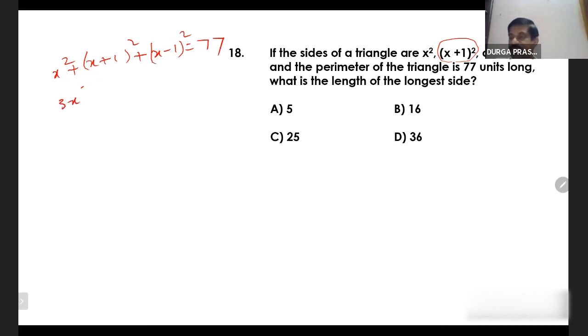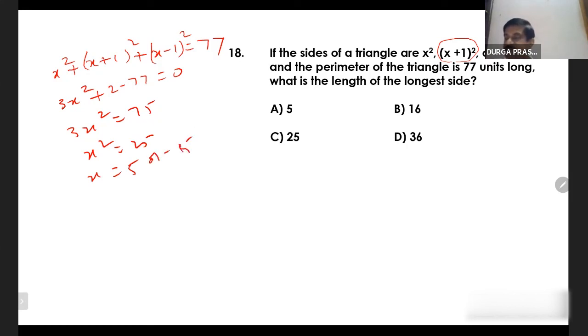So this is 3x square, and plus 2x minus 2x gets cancelled. You'll get 1 plus 1, 2, minus 77 equal to 0, or otherwise 3x square equal to 75. X square is 25, so x is 5. It can be plus or minus 5. So let us check, because everywhere you have whole squares. So let us see which is the longest side, x plus 1 whole square. So I'll take x as 5. So 5 plus 1 whole square is 36. So that is the option.